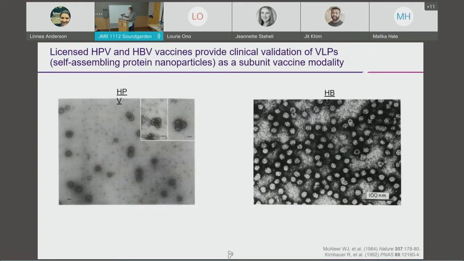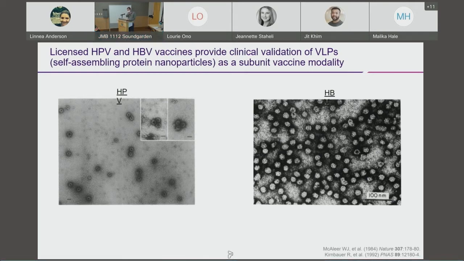So today we're going to be talking about self-assembling protein immunogens. And of course, this is a clinically validated vaccine modality. So the HPV and HBV vaccines, which in the case of HBV have been in use for decades, are self-assembling protein immunogens. They're virus-like particles because these proteins from these particular viruses have a natural tendency to self-assemble into these shapes. And these are some of the safest and most potent subunit vaccines that we have.